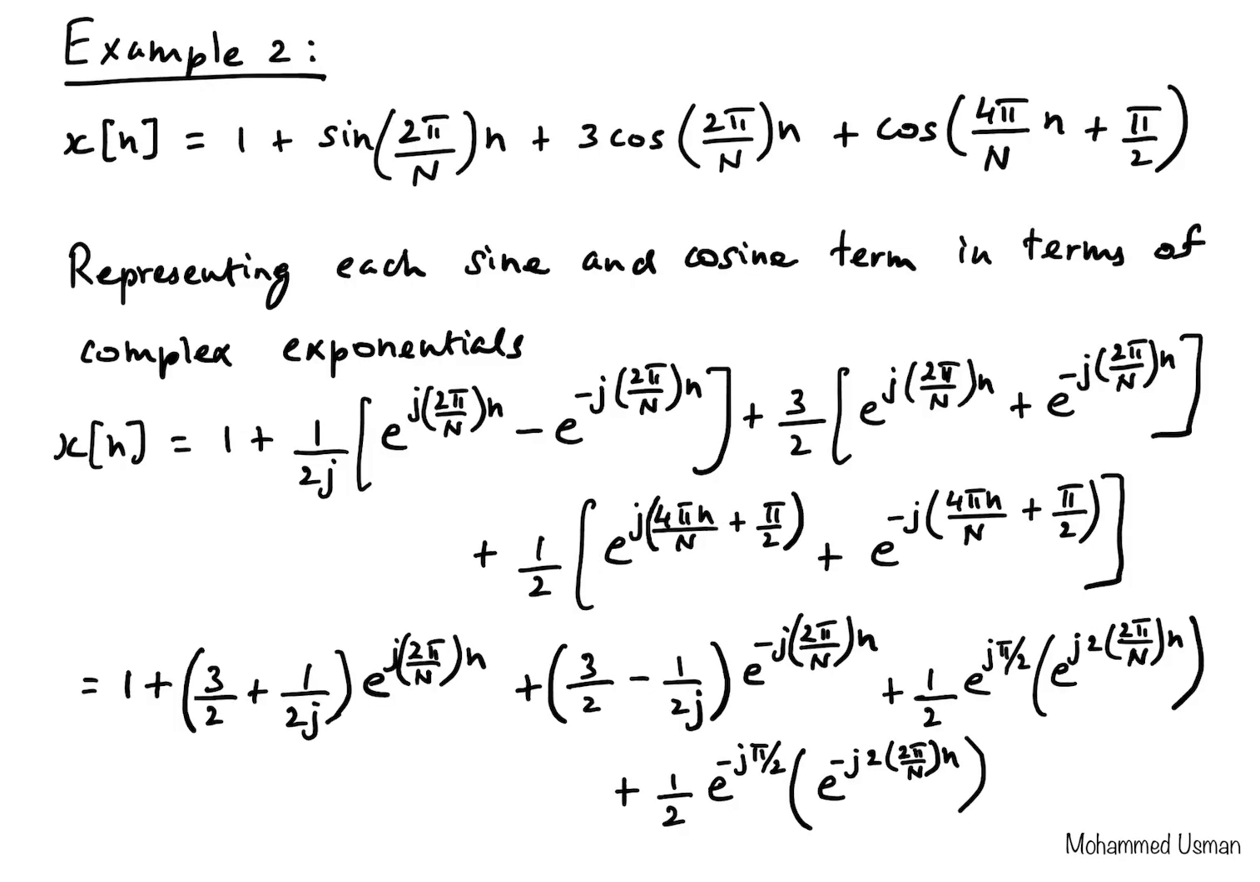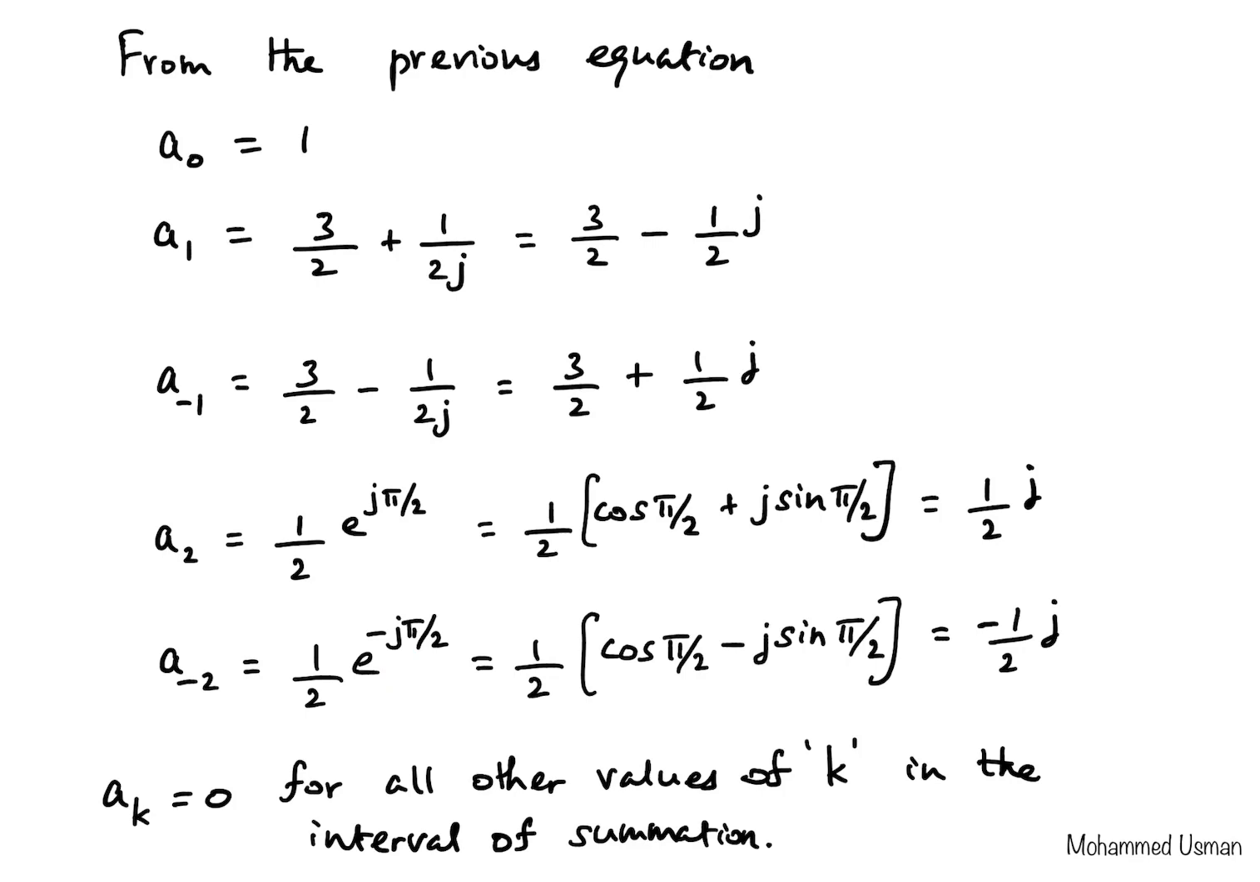So it's half j. Similarly, the last term corresponds to e power j k omega naught n for k equal to minus 2. So this is representing a minus 2. A minus 2 e power j minus 2 omega naught n, right? So we have this as our a minus 2, which is again we substitute for e power j pi by 2, that is e power minus j pi by 2 in this case, is cosine pi by 2 minus j sine pi by 2. We get minus half times j.